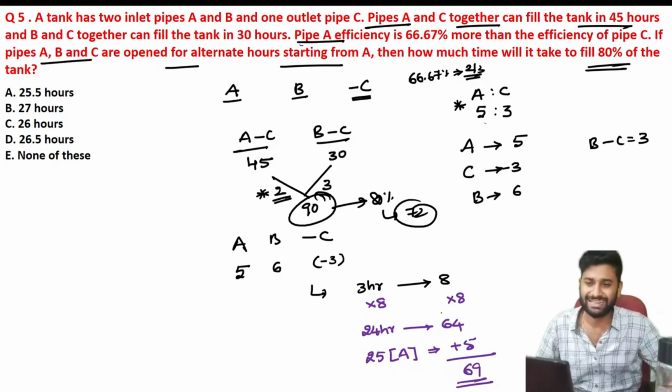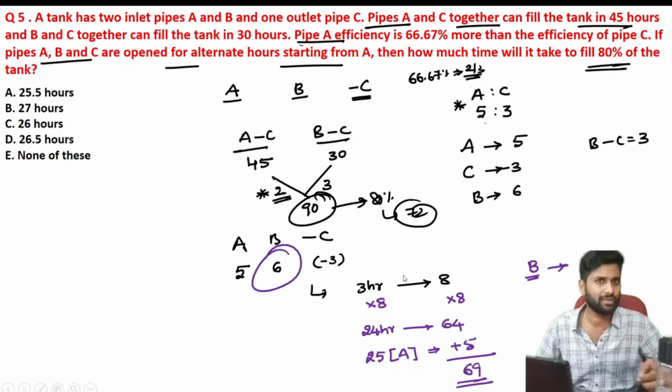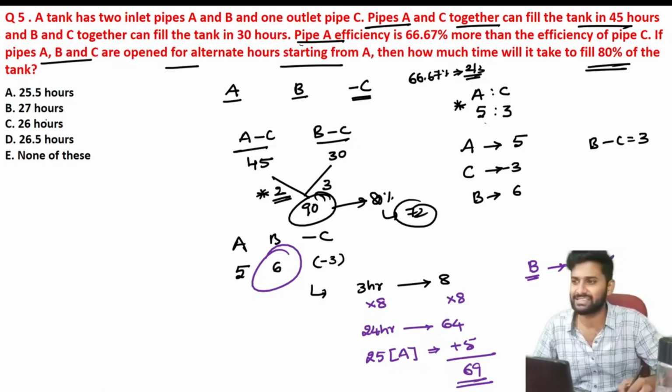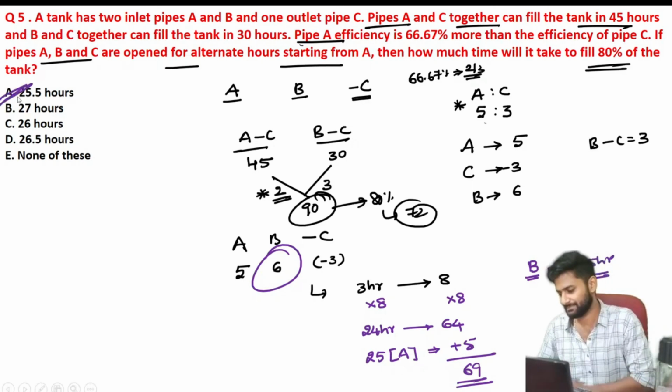Now we need to fill 3 more units. And you already know that next hour we need to open B. And you already know that in 1 hour it fills 6 units, right? But we need to fill only 3 units. It takes only half an hour. That's why the whole tank is filled in exactly 25.5 hours.